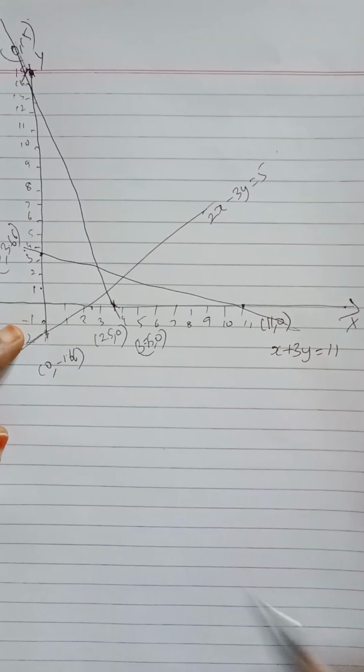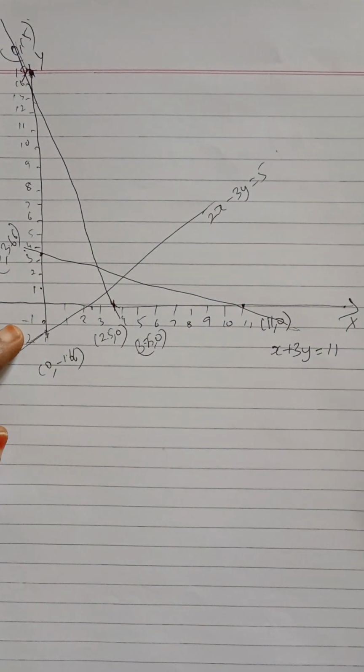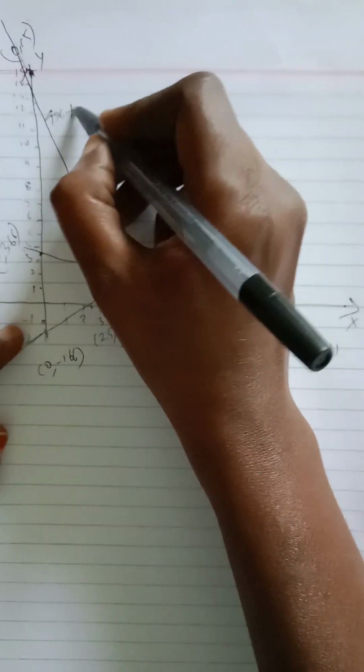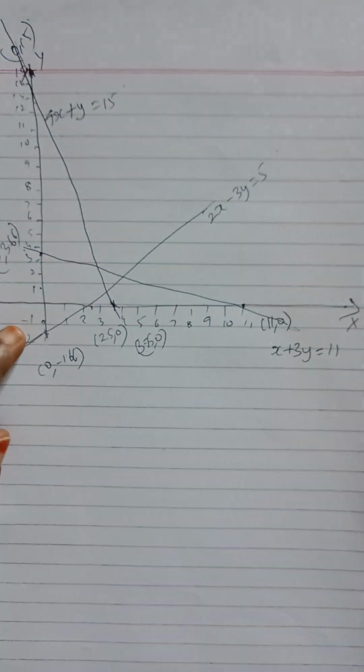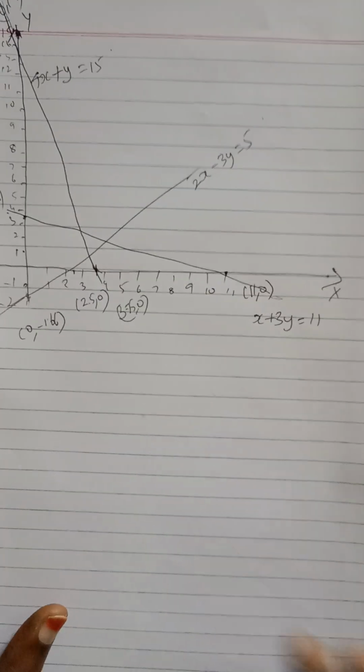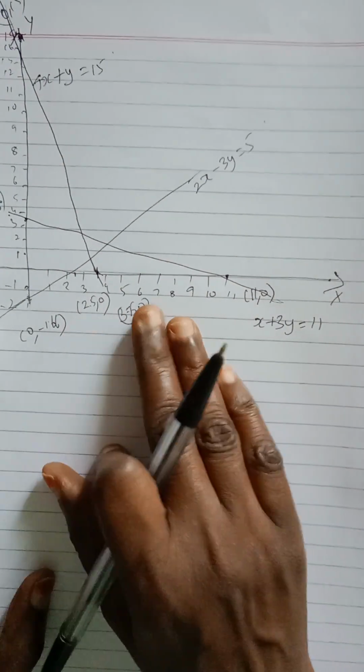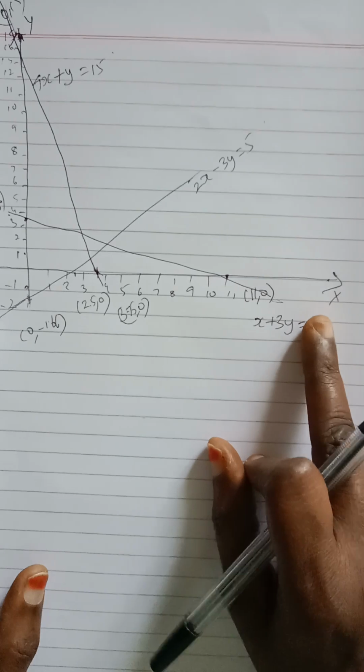So what is this line? This line will be 4x plus y equal to 15. So now we have drawn the lines with the points we have found by substituting x and y as 0. So we have found the points and drawn the lines.